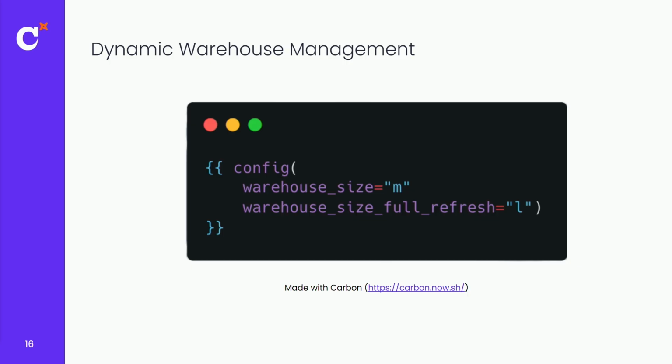The nice thing here is you don't have to worry about the specifics, right? You just have to think about, do I need a large warehouse, a medium, a small, an extra small, a 4XL? And the abstraction takes care of the rest.